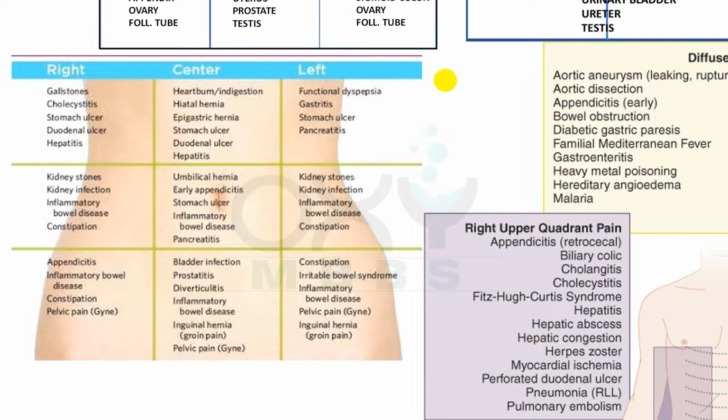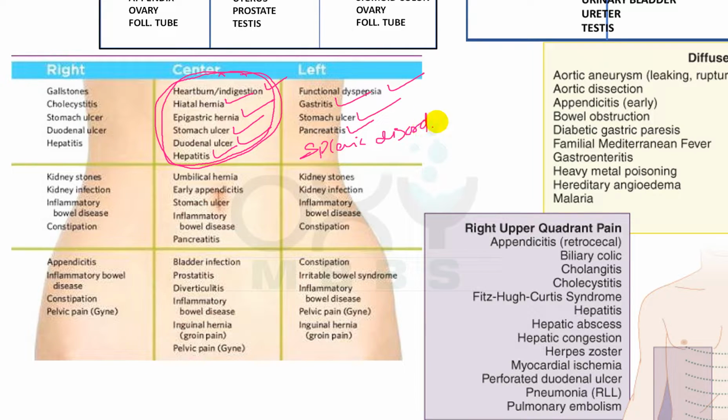Now friends, everything is now very easy. So you can make the diagnosis very easily, all the diagnosis. If there is a pathology in the heart, then there is heartburn, indigestion, hiatal hernia, epigastric hernia, stomach ulcer, duodenal ulcer and hepatitis. All these diseases will cause pain in the epigastrium region. The functional dyspepsia, gastritis, stomach ulcer, pancreatitis and the splenic disorders all will be present in this region.